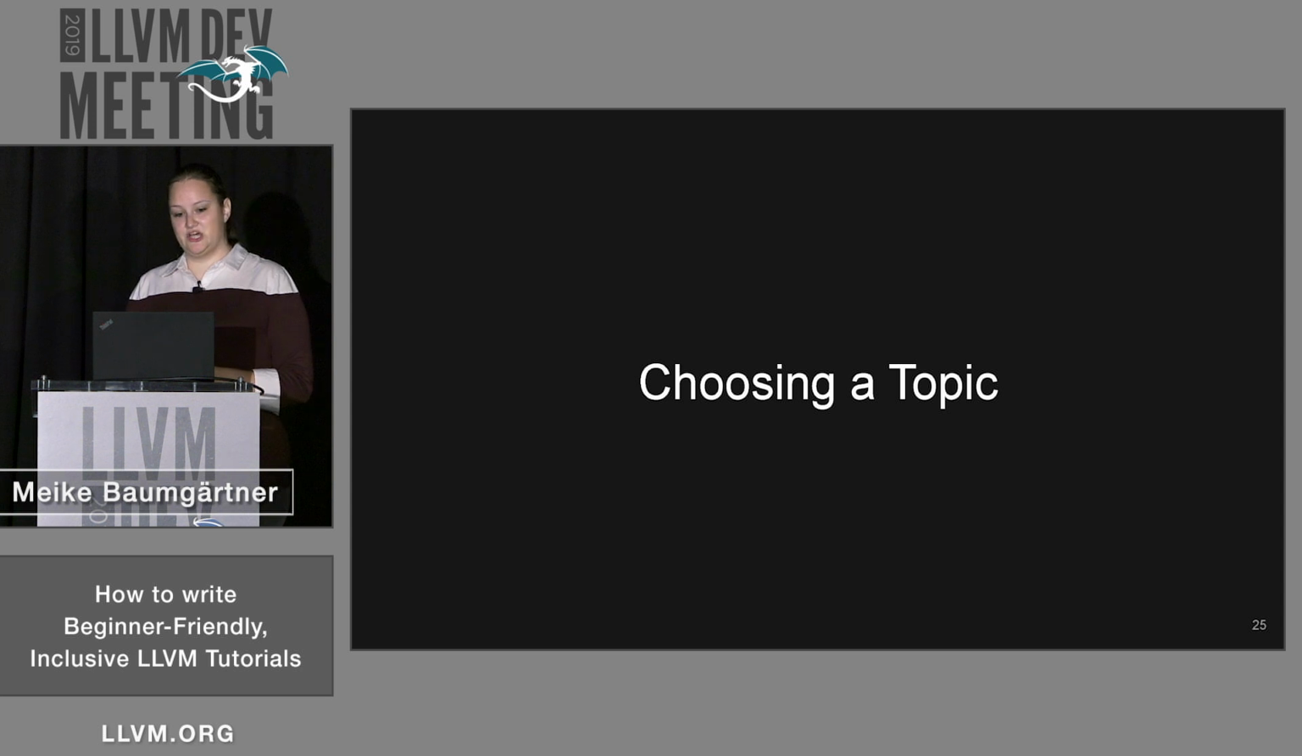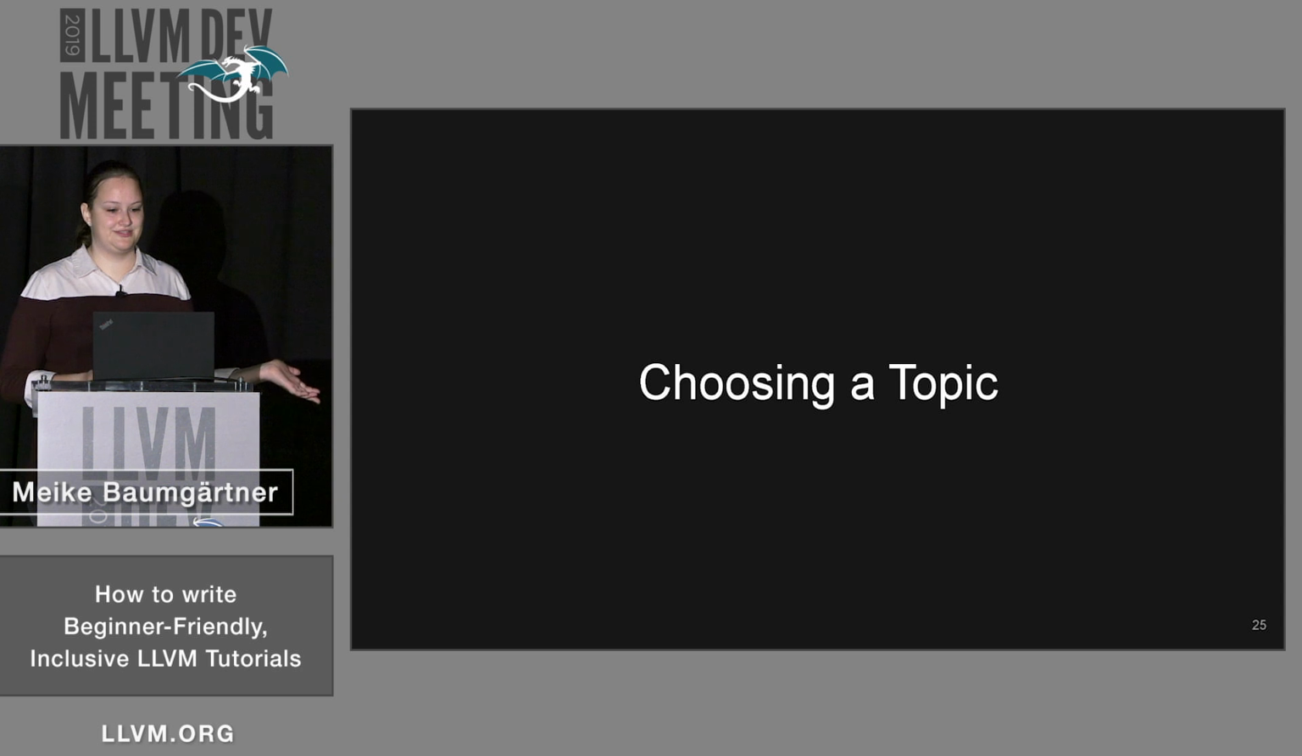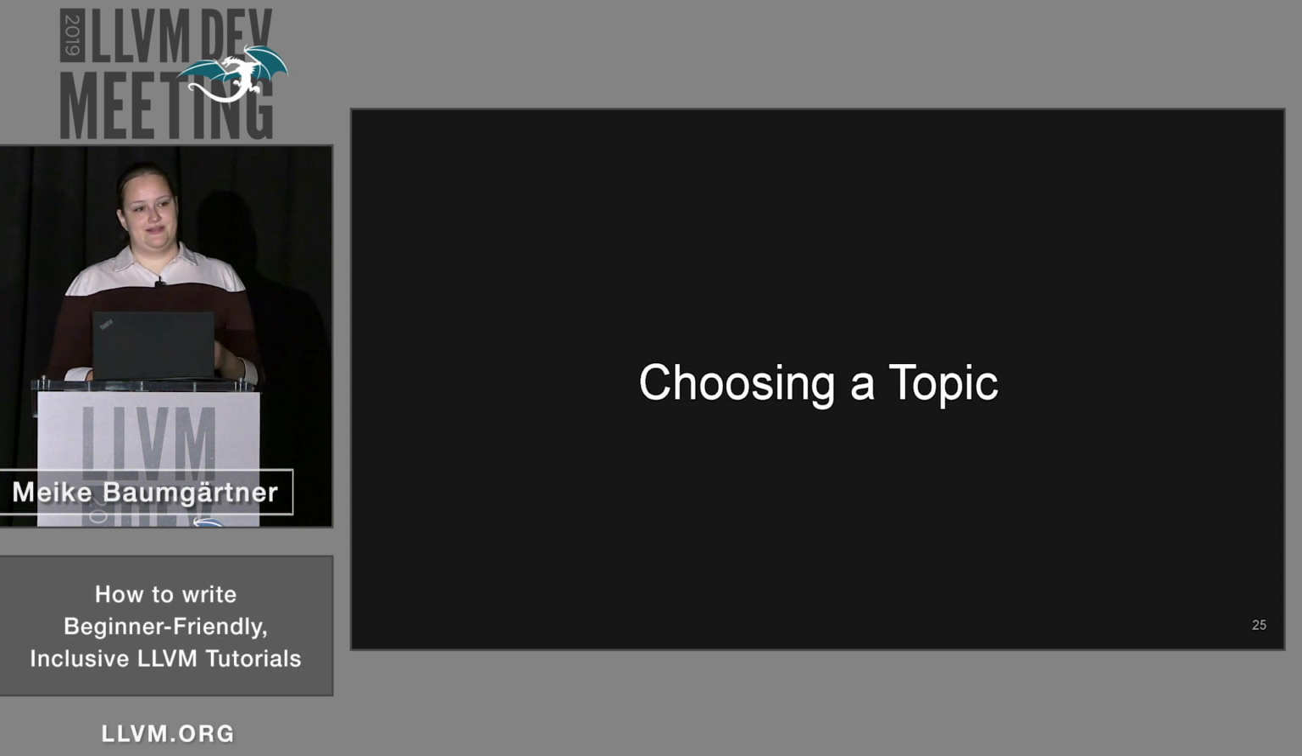Next up is choosing a topic for your tutorial. You have your area of expertise, and you want to explain this to your audience. Again, our example will be the warning tutorial for this talk. So I want to explain to someone how to write a warning in Clang.